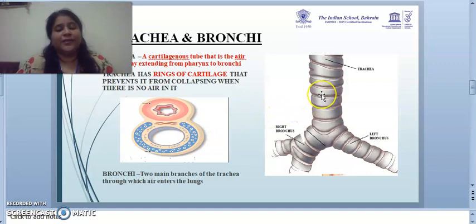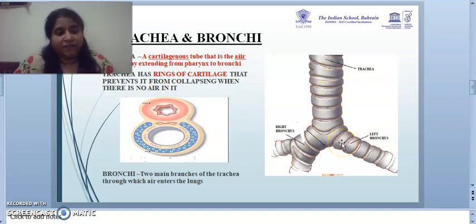Now the pharynx through the larynx leads into another part called the trachea or windpipe. The trachea or windpipe is a pipe that connects the pharynx to the next part of the respiratory system, that is the bronchi. Now the trachea leads into two main branches called the bronchi. Bronchi is plural and bronchus is singular. So you have the left bronchus and the right bronchus, which enter the lungs. Now in this figure where you can see the blue ring-like structure and the pink structure, there are rings of cartilage on the trachea and the bronchus.